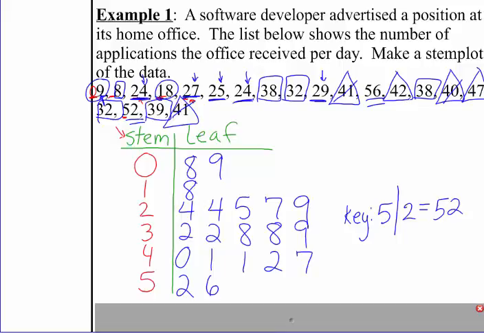And then make sure you tell me what the numbers represent, in this case applications. So that means 52 applications received. Okay? That is your key. So you have to make sure you include a key when you do your stem and leaf plot.